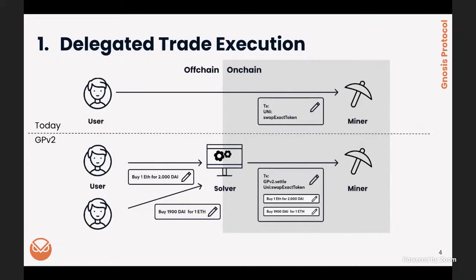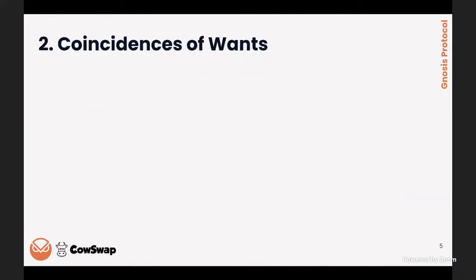So for example, the solver can make sure that if 2 trades are happening on the same token pair, both of these trades get executed at the exact same clearing price. So the solver can employ uniform clearing prices to a settlement for all the orders that it settles in one batch. And this brings us to the second core idea of Gnosis protocol, or CowSwap, also where the name comes from, which is coincidences of wants.